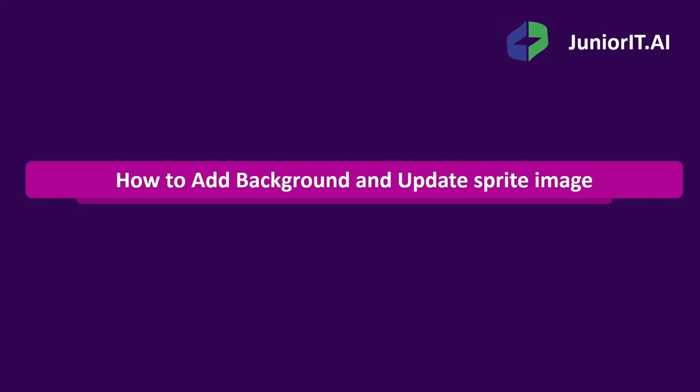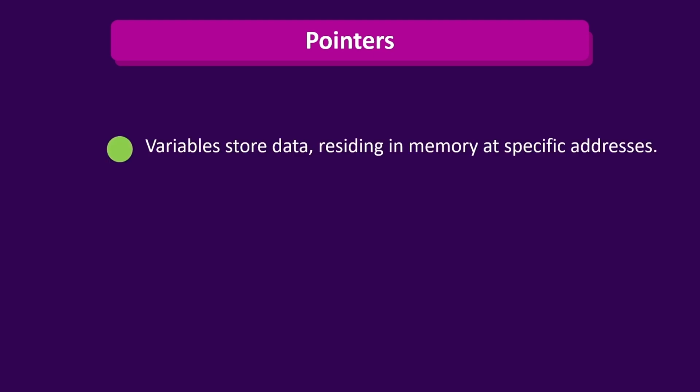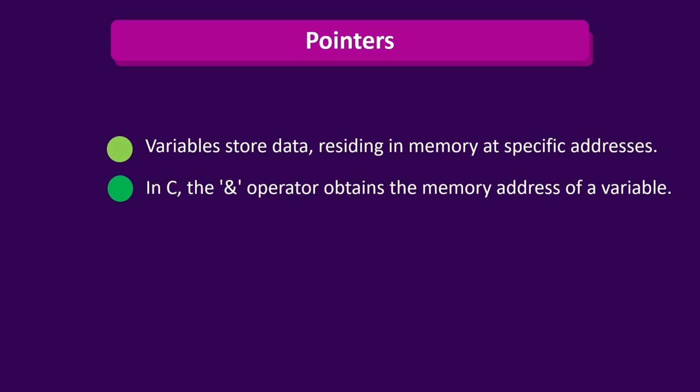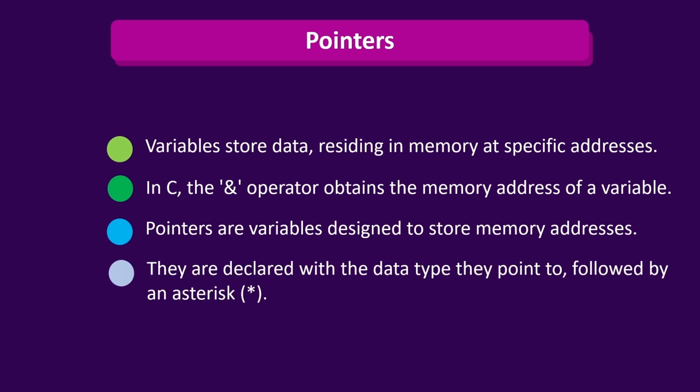So let's learn how to add background and update our sprite image code. But first, let's learn about pointers. So we have variables that are used to store data that resides in memory locations. In C we have the ampersand operator that obtains the memory address. Pointers are also variables, but a special type of variables that are designed to store memory addresses. They are declared with the data type they point to, followed by an asterisk sign.